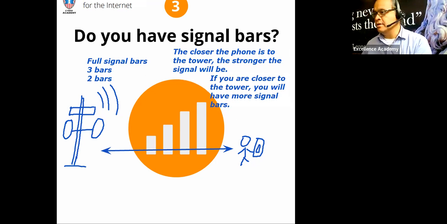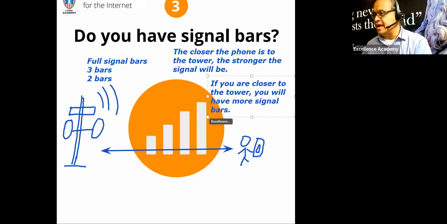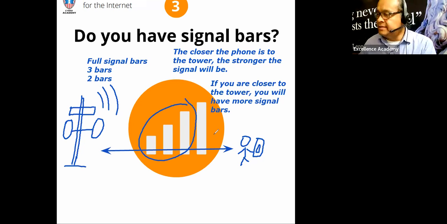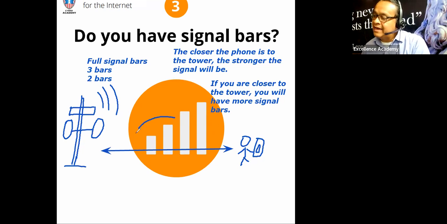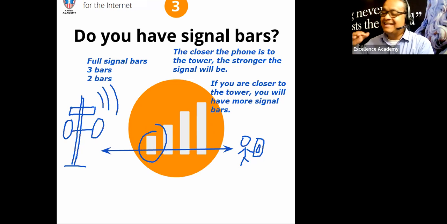Okay, you understand? If you are closer to the tower, you're going to have in this phone 1, 2, 3, 4. But if there's more distance, then maybe you're just going to have 2, or in some cases 3. This is important because for your internet to work, you need at least 2 signal bars. But if the customer only has 1 signal bar, that's going to be a problem. This is a different scenario, a different solution that we need to follow.